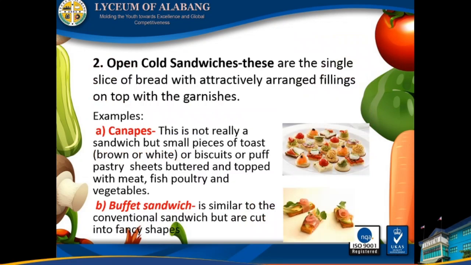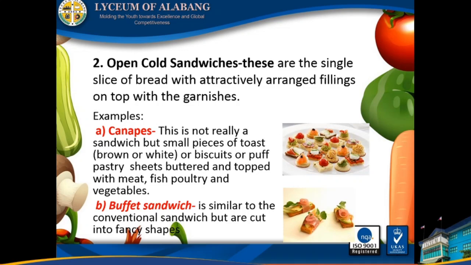The other one is number 2, open cold sandwiches. These are single slices of bread with attractively arranged fillings on top with garnishes. Examples of open cold sandwiches are canapé. This is not really a sandwich but small pieces of toast or biscuits or puff pastry sheets buttered and topped with meat, fish, poultry, and vegetables.